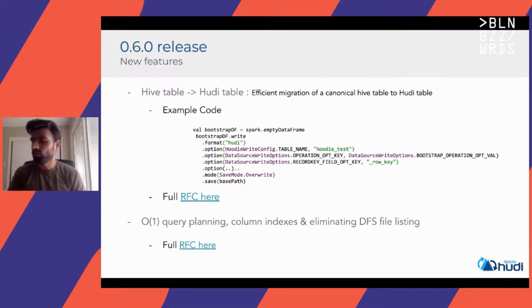Finally, given that we have all of this information and this metadata, we want to expose some column indexes on Hudi datasets, which can allow you to perform where clauses, so to say, on non-partition columns in Hive or in Presto or in Spark.